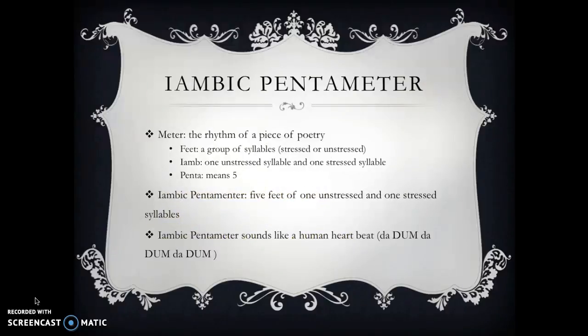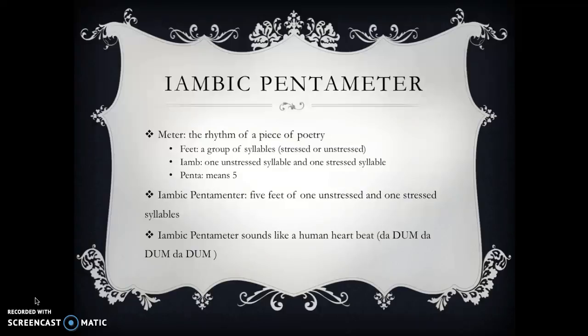All right, on to iambic pentameter. So this is how the poem is to sound. A meter in poetry is the rhythm of a piece of poetry. And you have feet, and those are the syllables, so the actual syllables in the word. And the syllables are either stressed or unstressed. And then iamb, it's one unstressed syllable and one stressed syllable. And then, of course, penta means 5. So when you put it all together, iambic pentameter is 5 feet of one unstressed and one stressed syllable.